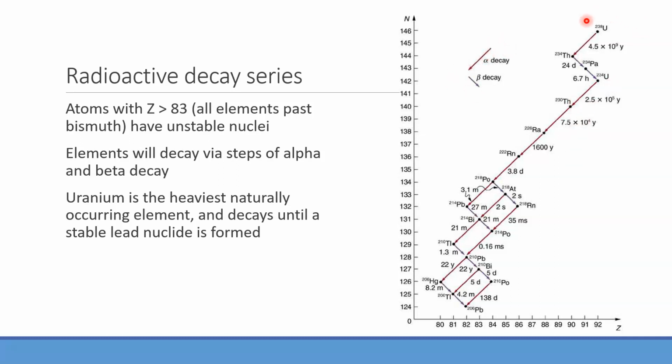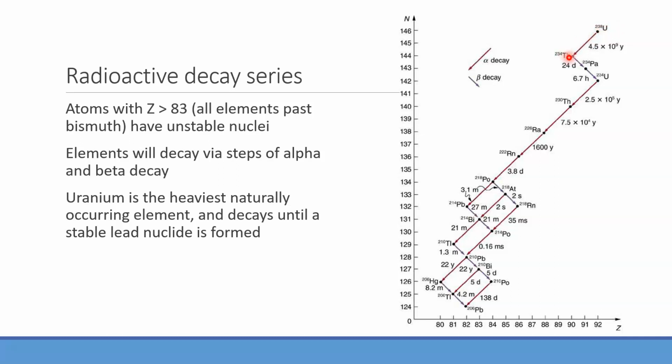So here we have uranium-238. It is the heaviest naturally occurring element. All the elements beyond that that are heavier were made in a lab. And it has a half-life of 4.5 billion years. So it's just kind of here. It's not leaving. And what happens is it spontaneously decays. So this here is an alpha decay. So we go from 238 to 234.